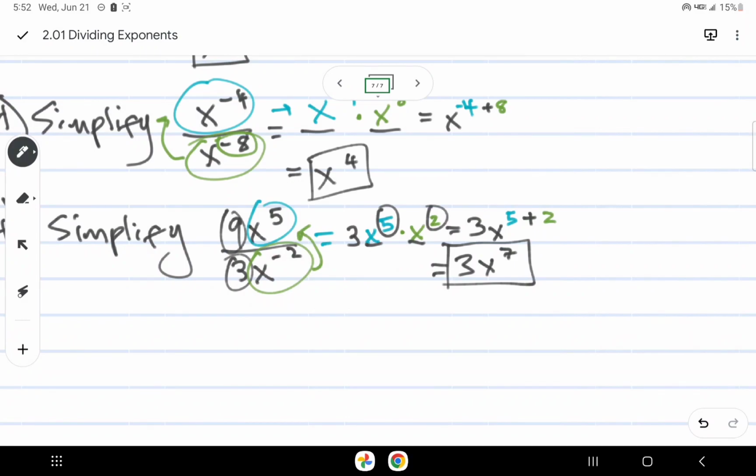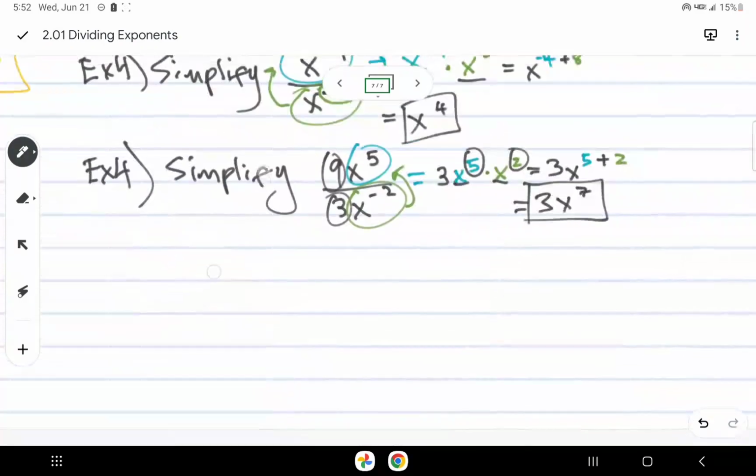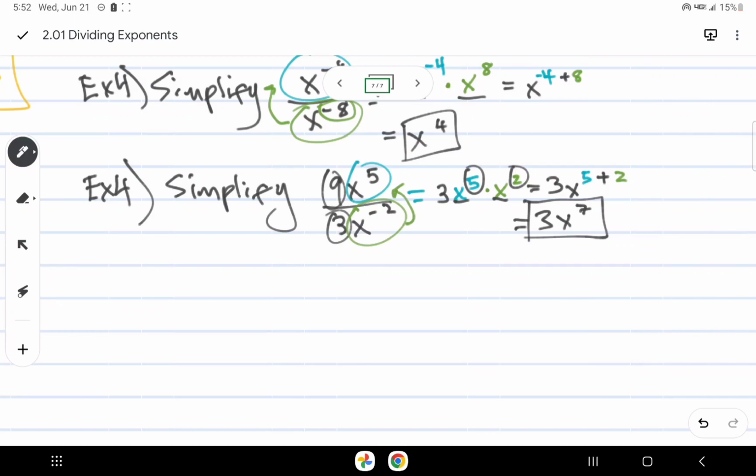Let's do one more example. Example 5. Let's work with maybe a couple more variables. Simplify.